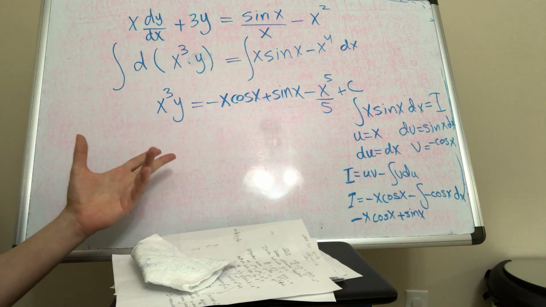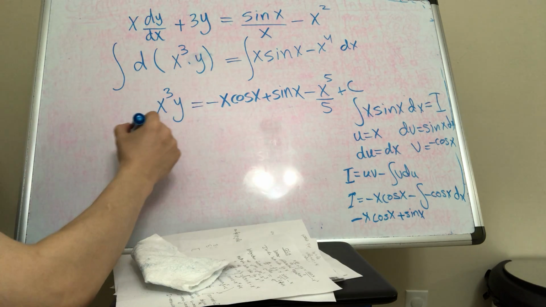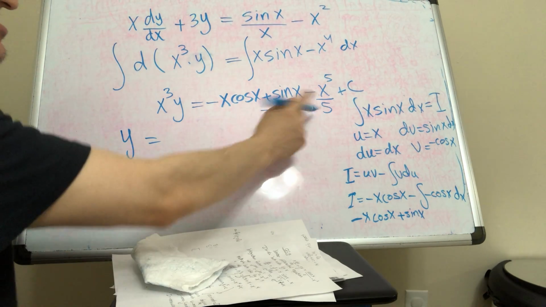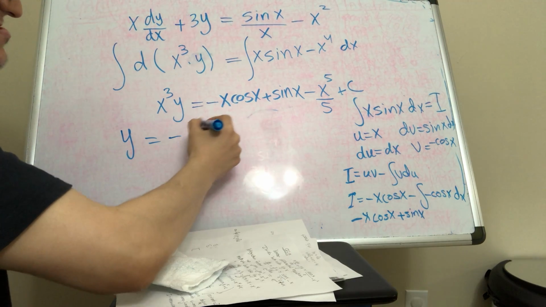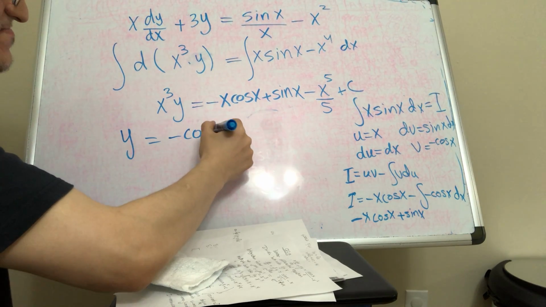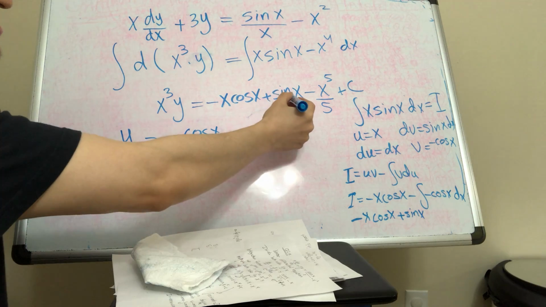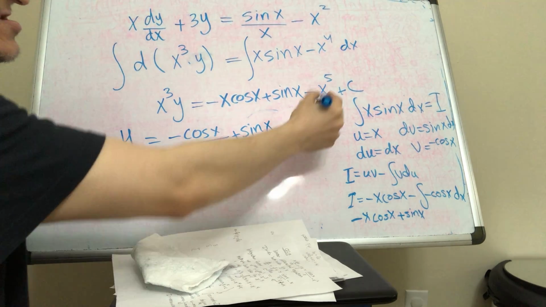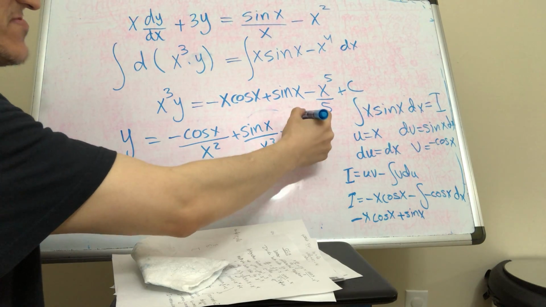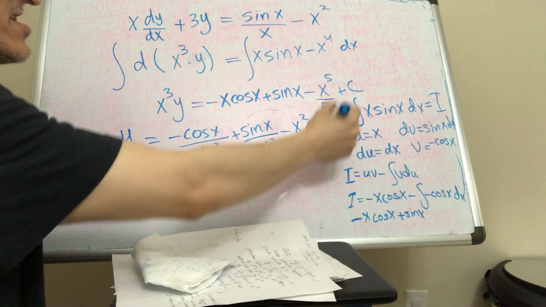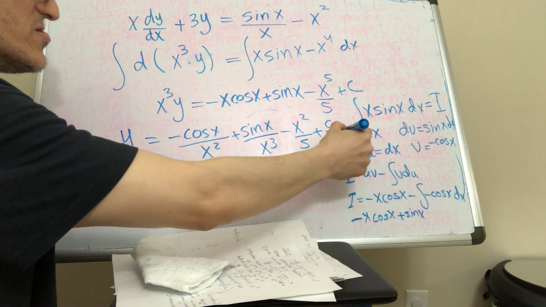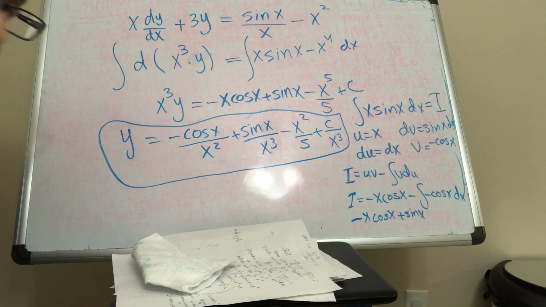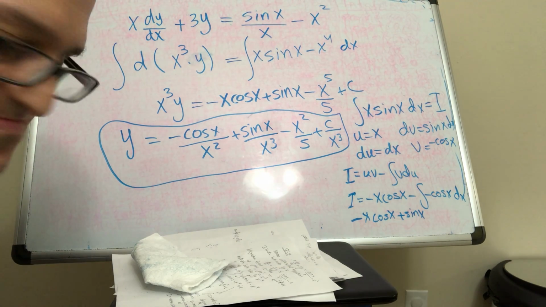You could leave this like this, or you can say I'm gonna take this down, so I'm gonna divide here by x cubed. That would cancel x, leaving you x squared here. Divide this by x cubed. When you divide this by x cubed, you have 2 over 5, and you divide c, so it becomes c over x cubed. This here is the answer for the differential equation.